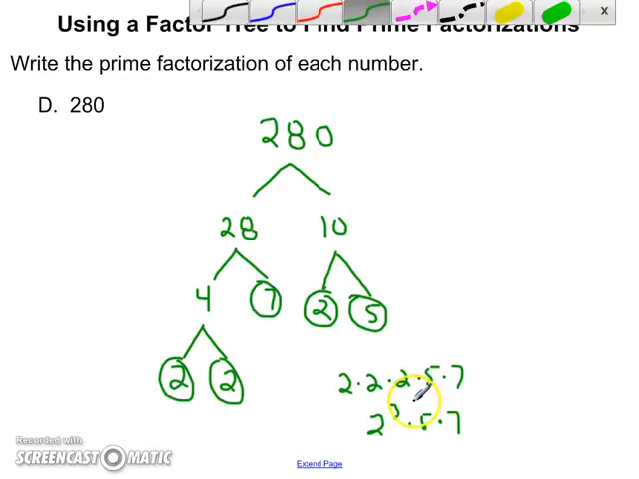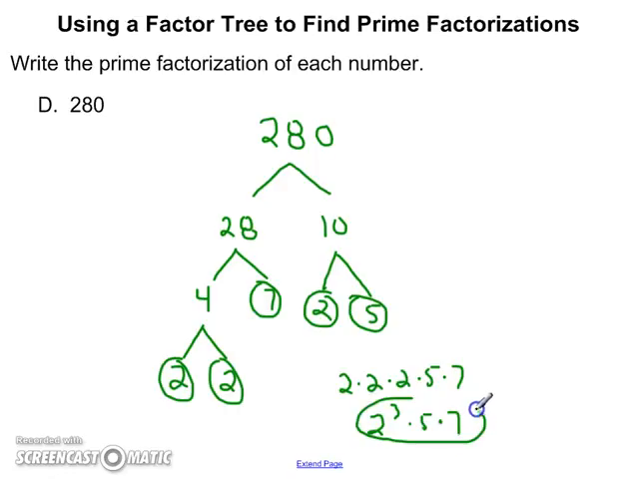So in this particular case, my prime factorization is 2 to the third times 5 times 7.